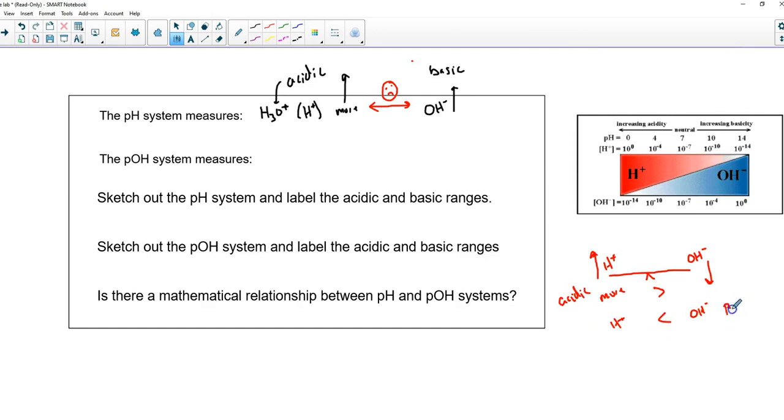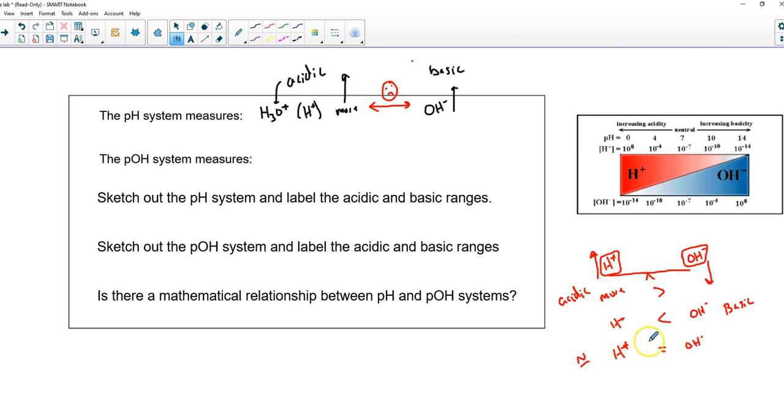It may sound strange, but every aqueous solution contains both hydroxide ions and H plus ions. Think about that. Both are present all the time. It's just a matter of who's in greater concentration. And therefore, if they equal each other, then of course we would be neutral.